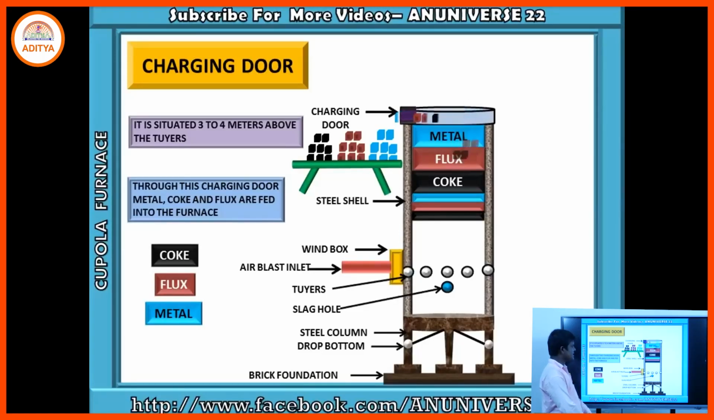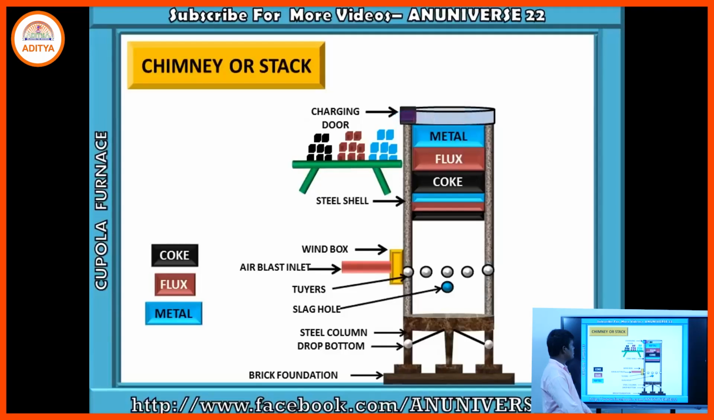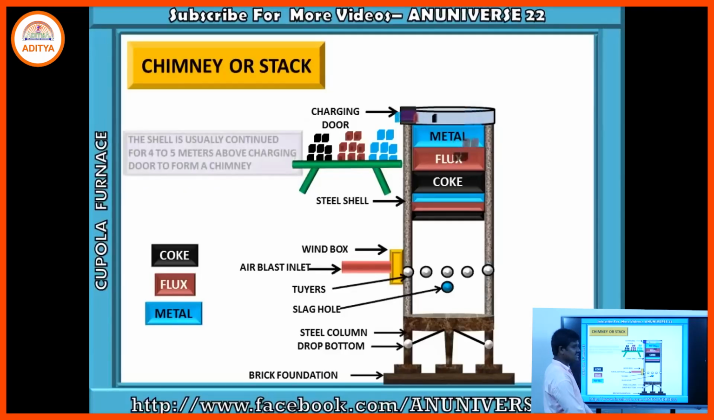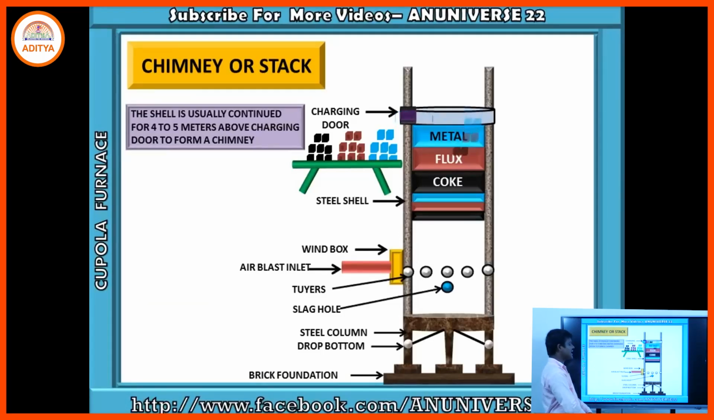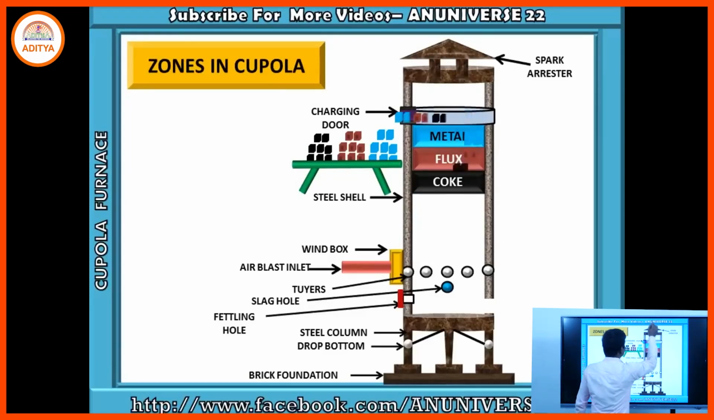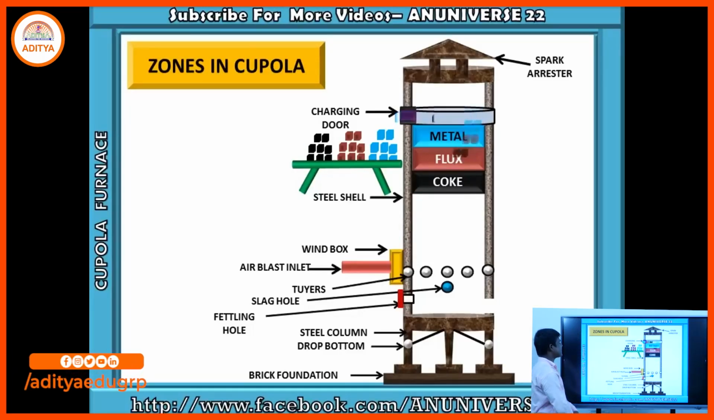Through the charging door we are sending the charge: metal, flux, coke. The upper part above the charging door is the stack zone or chimney zone. The shell usually continues above the charging door to form the chimney. The part above is the stack zone. That is the spark arrestor, where hot gases go through and then to the atmosphere.